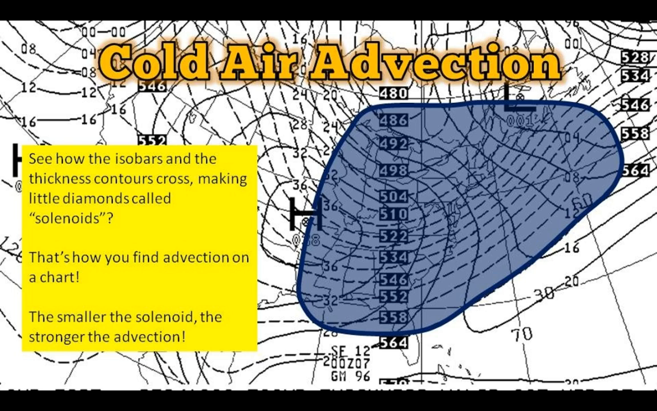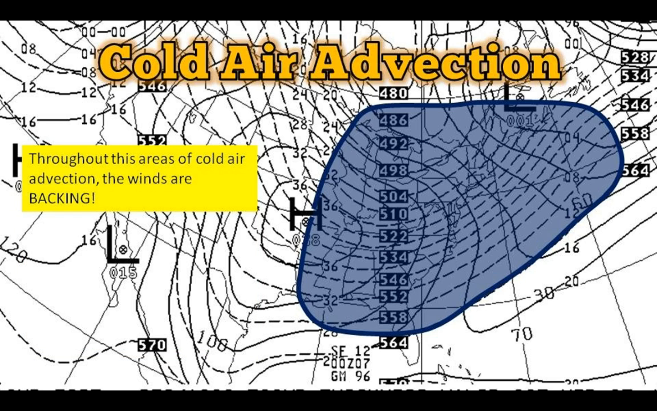Now, you're going to be watching a second whole video that's about finding advection on a weather map. If you aren't familiar with this technique, you will be figuring out how to find advection on a map like this. But the smaller and smaller those little diamonds get, the stronger and stronger the advection is getting. So this area that I have circled in blue, where we see the two sets of contours crossing and making those little diamonds, is an area of cold air advection. And throughout that area of cold air advection, the winds are backing.